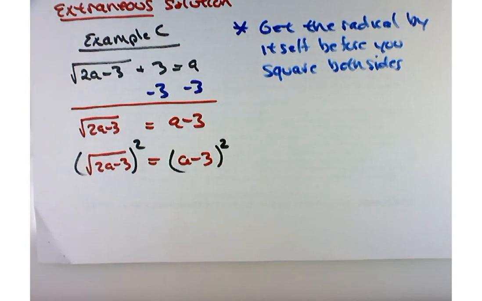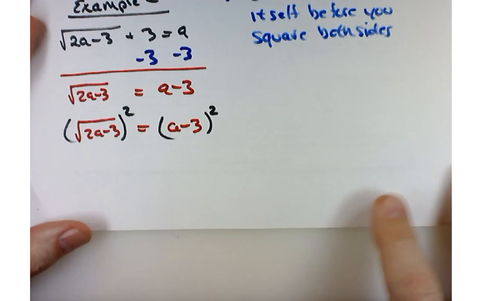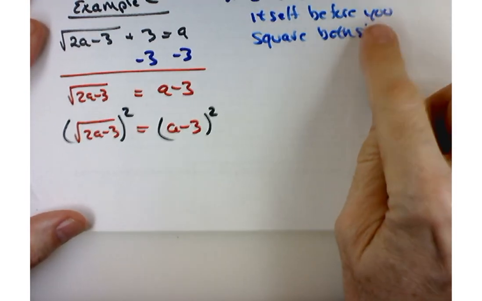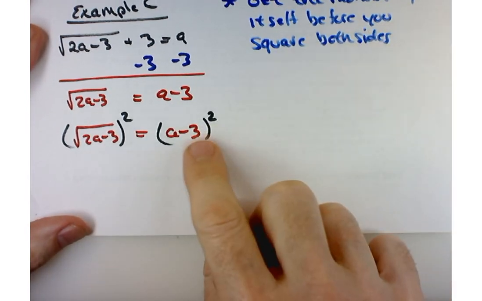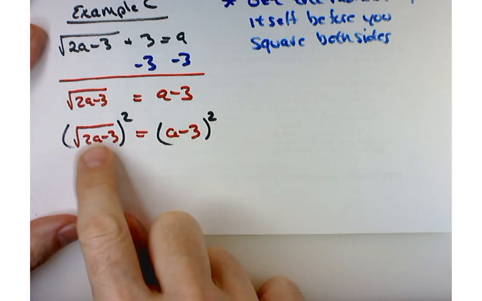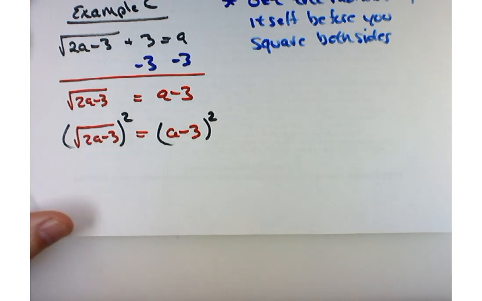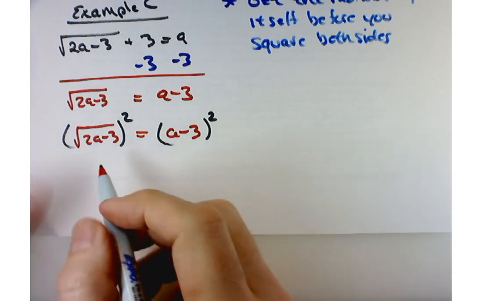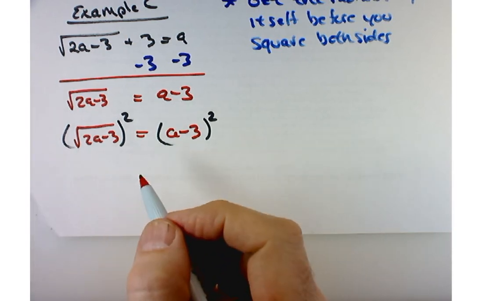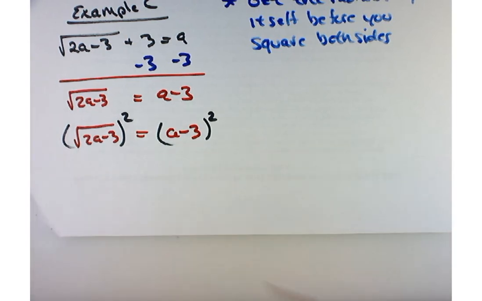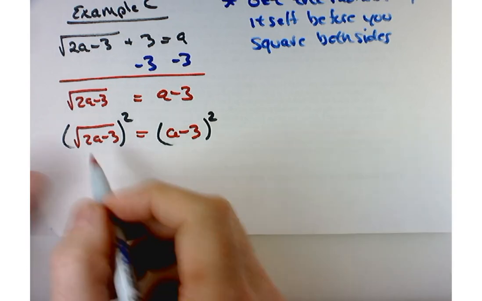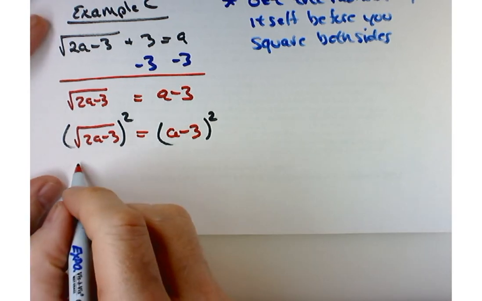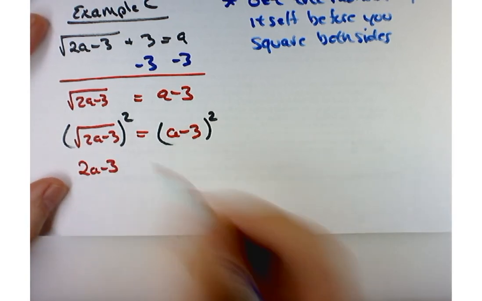And here's where there's going to be two places in this problem where people run into trouble, and this is one of them right here. When I square the left-hand side, let's see, Joelle, what are we getting when I square the left-hand side? 2a minus 3. 2a minus 3, good.